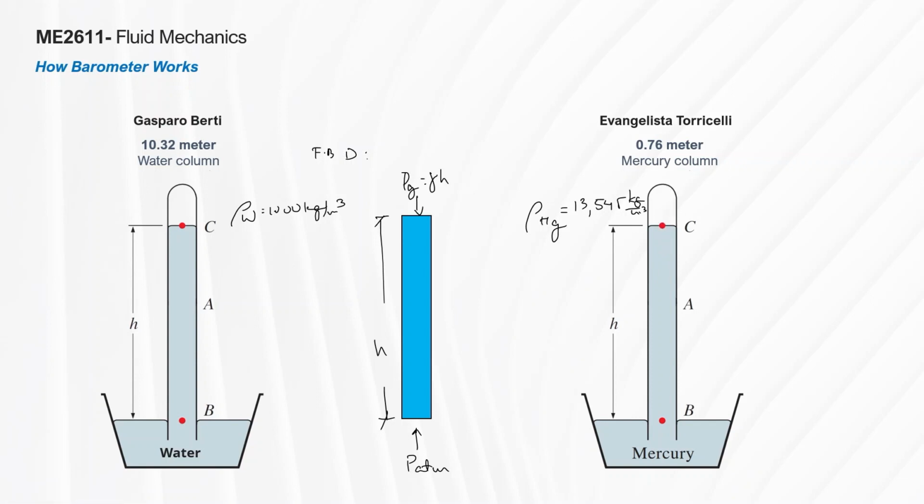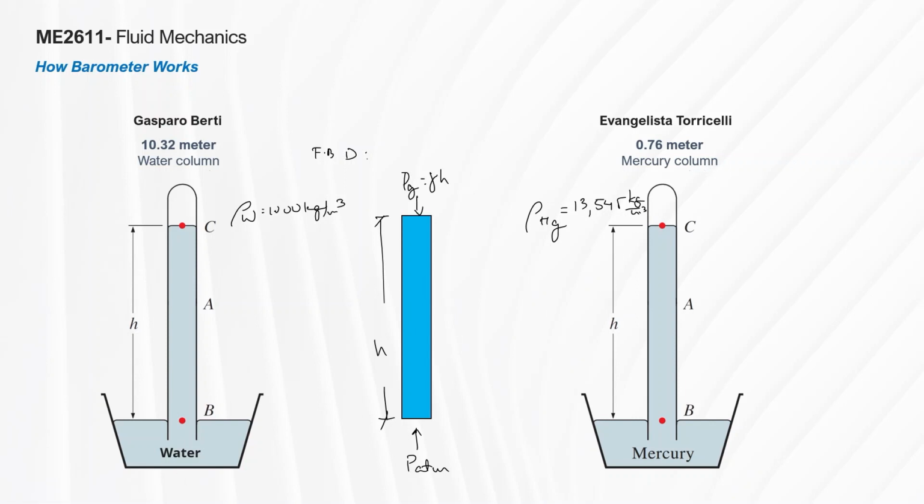0.76 meters. But it did not fall to 0 as one might expect, but instead settled at a height of about 0.76 meters, or 760 millimeters, above the level of mercury in the container. So this measurement is commonly referred to as one atmosphere, or 760 millimeters of mercury. Okay, and it's equivalent to the average atmospheric pressure at sea level.